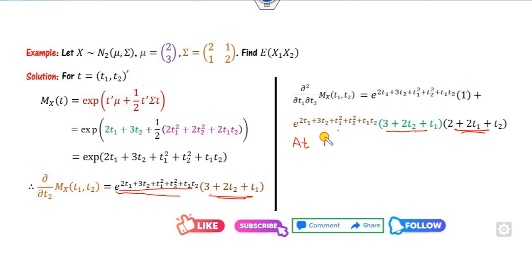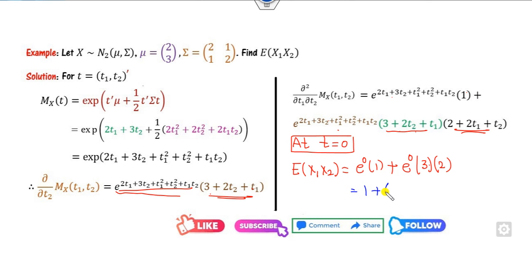Now you can substitute at t equal to 0. What is the value of the left hand side? This is E of x1 x2. This is e raised to power 0 into 1. This is e raised to power 0. This is 3. This is 2. So what is the answer of this? 1 plus 6, 7 is the right answer of the problem.